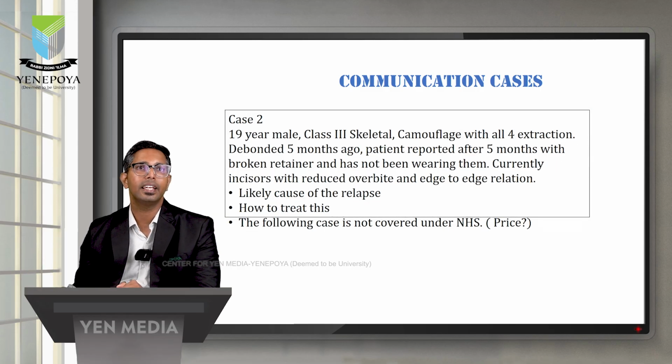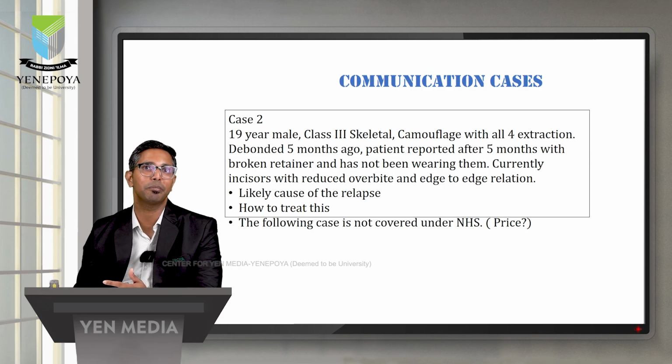Second scenario is a 19-year-old male, class 3 skeletal, camouflage with all 4 extractions, debonded 5 months ago. Patient reported after 5 months with a broken retainer and has not been wearing them. Currently, incisors with reduced overbite and edge to edge relation. Likely cause of relapse: ideally, the patient is not wearing it, so that can be one of the reasons. Or, as they have specifically told it's a class 3 skeletal and you have done camouflage, it can be because of the late mandibular growth, which might be very prevalent in a class 3.